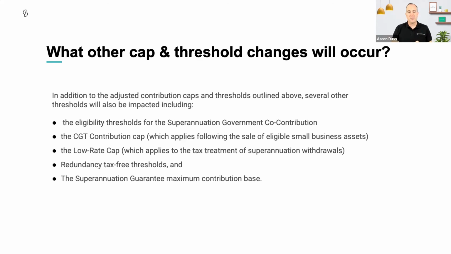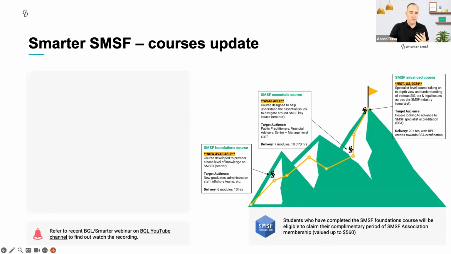The low rate cap, we'll see an indexation of that. Noting, however, that from the 1st of July 2024, we are going to see preservation, in essence, become age 60. So from that point of view, the question mark exists whether the low rate cap will, in essence, become redundant. Arguably, that is going to be the case. And then you can see here, we'll see some adjustments around redundancy tax-free thresholds and the superannuation guarantee maximum contribution base. So they're mostly the items that I wanted to focus on from that point of view.